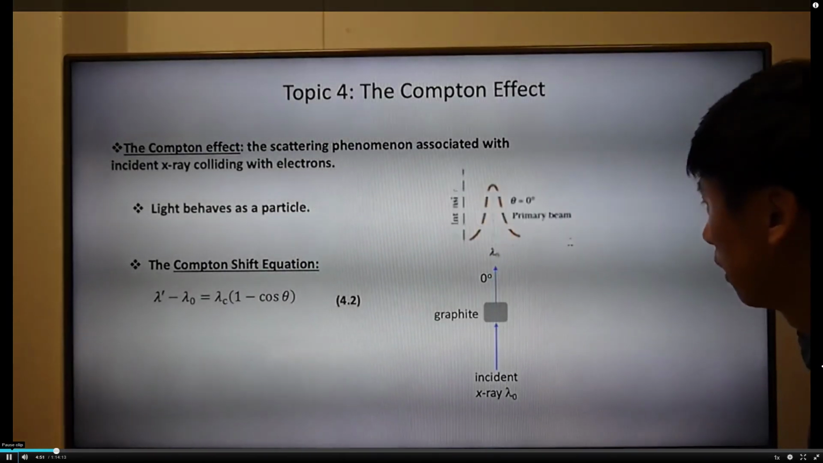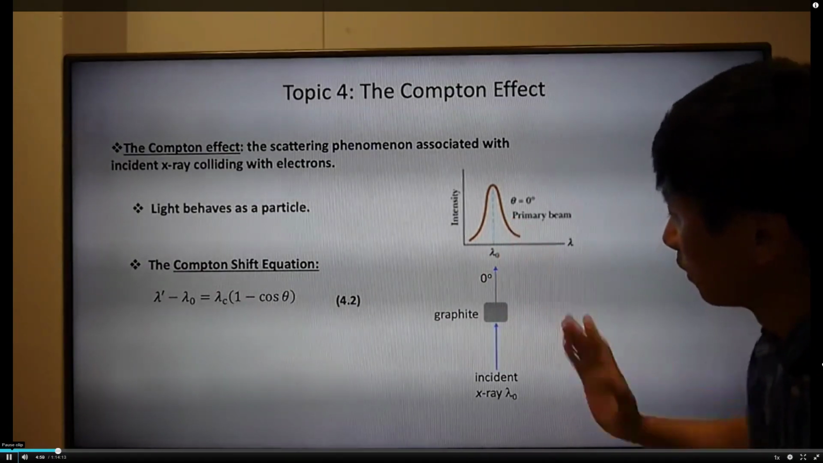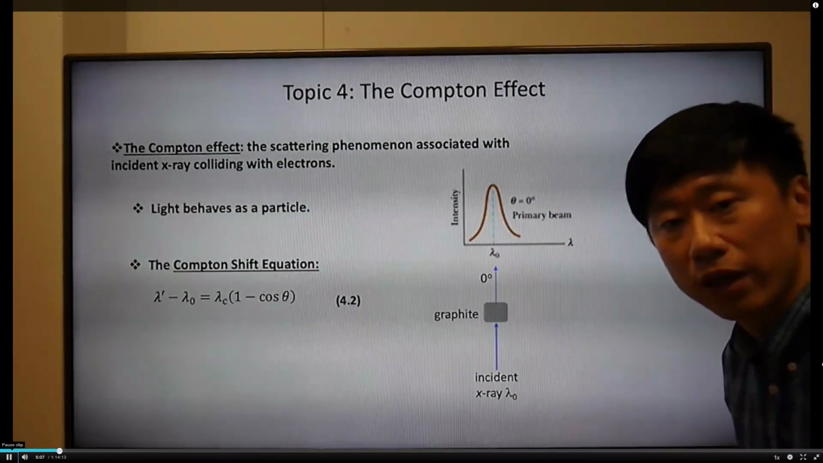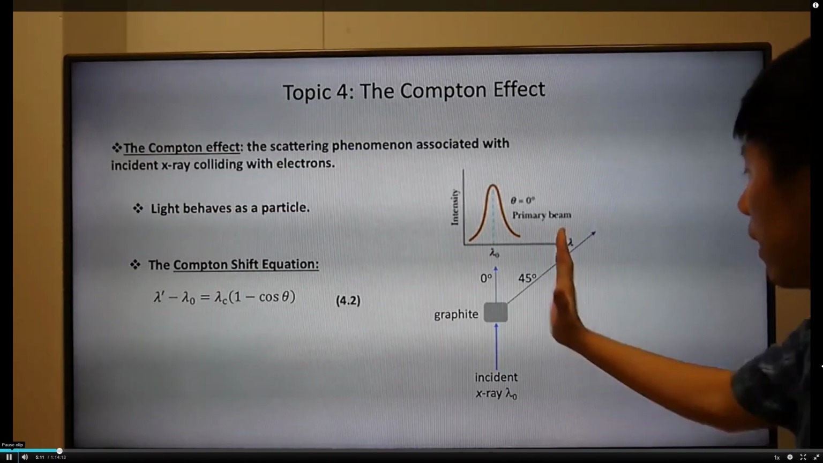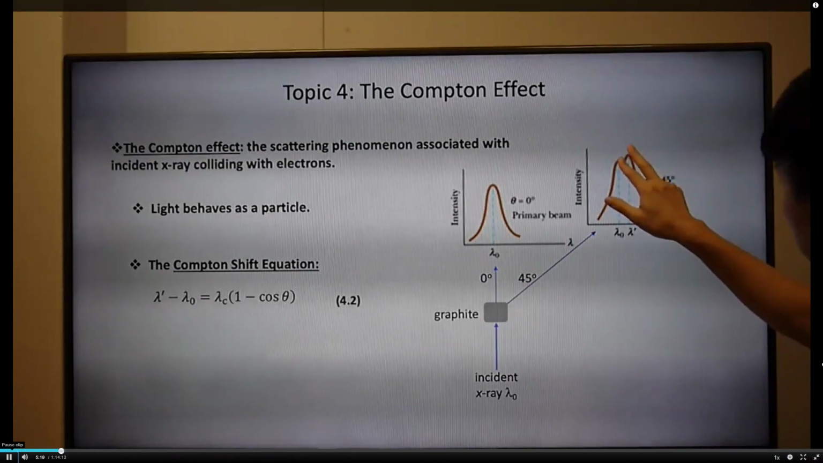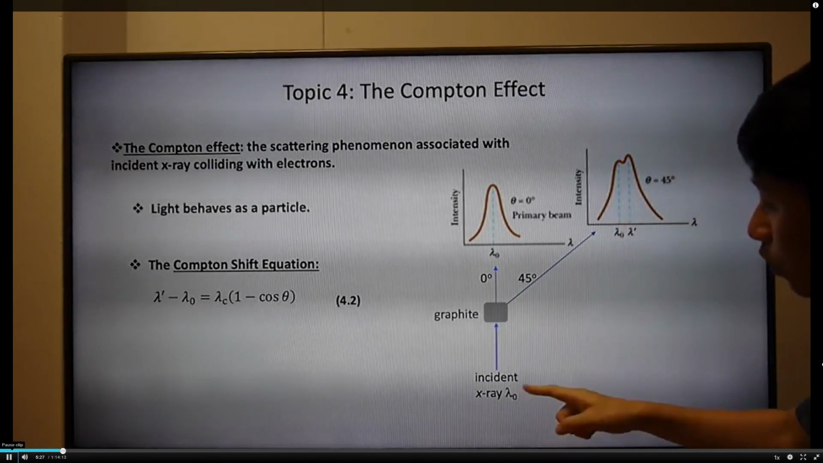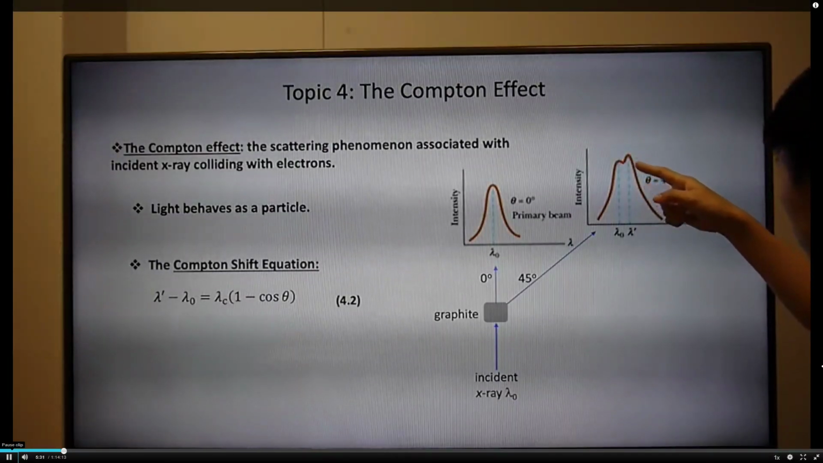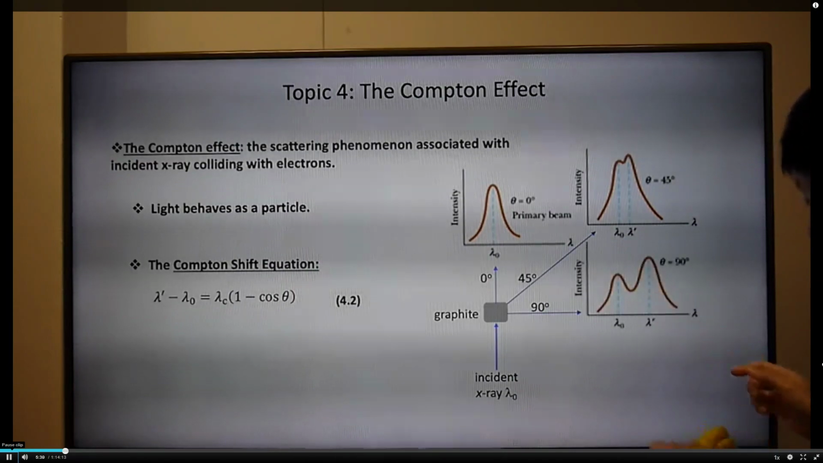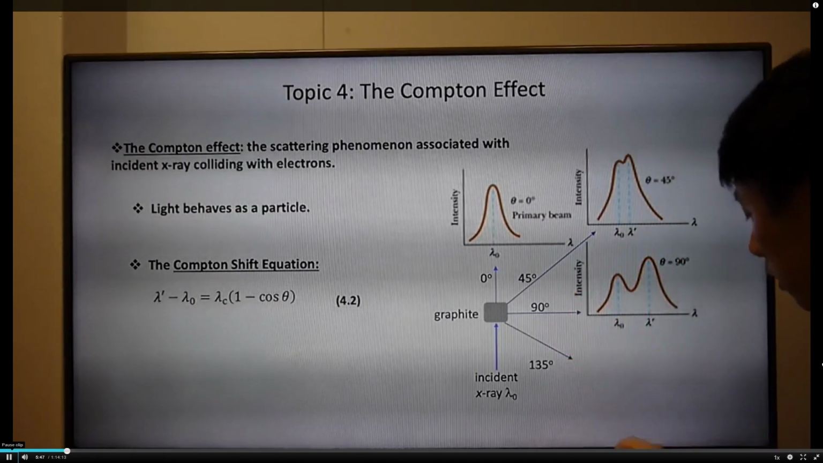Then when you detect the light passing through this graphite, if the angle is 0, you can observe only a single wavelength, which is the same as the wavelength of the incident photon. As you increase the angle, we start to observe the separation of two peaks. There is lambda 0, the wavelength of the incident photon, and we start to have another peak. Let's say this is lambda prime. Then as you increase the angle, lambda 0 and lambda prime are separated more, as you can see here.